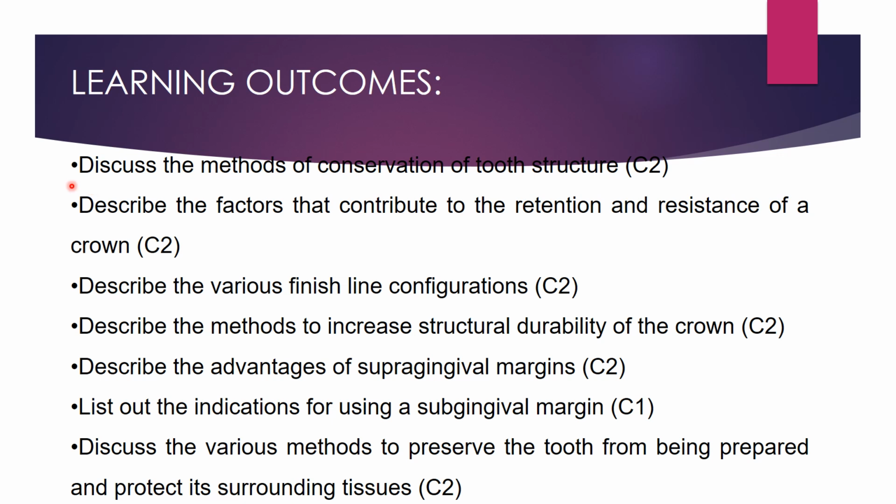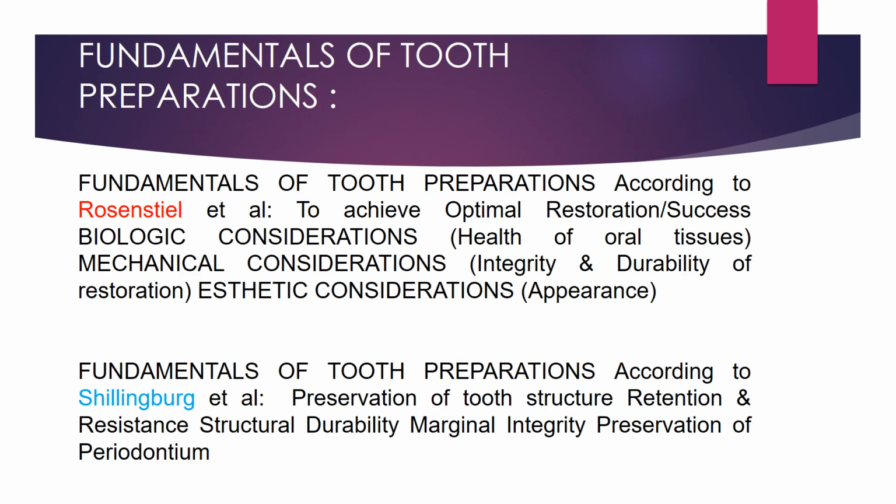So, discuss the methods of conservation of tooth structure, factors that contribute to retention and resistance of the crown, describe the various finish line configuration, how do we increase the structural durability of a crown, advantages of a supragingival margin, indication of subgingival margin, and various methods to preserve the tooth from being prepared and protect its surrounding tissues.